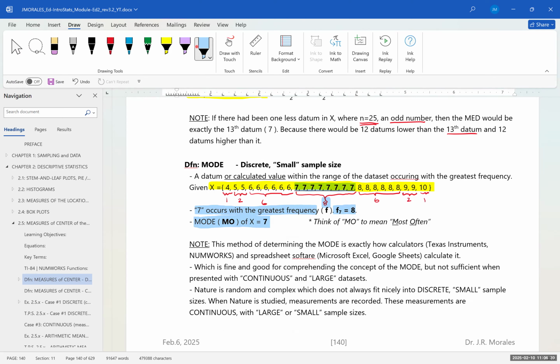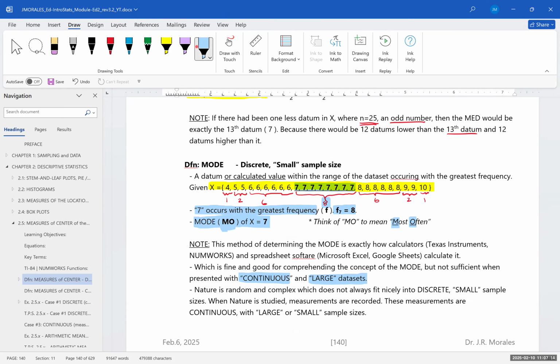To help you remember, the abbreviation I'm using for mode is MO, so think of MO as most often, the datum that occurs most often. This method of determining the mode is exactly how calculators like the Texas Instruments and NumWorks and spreadsheet software calculate it, which is fine for comprehending the concept of the mode, but it's not sufficient when presented with continuous and large data sets.